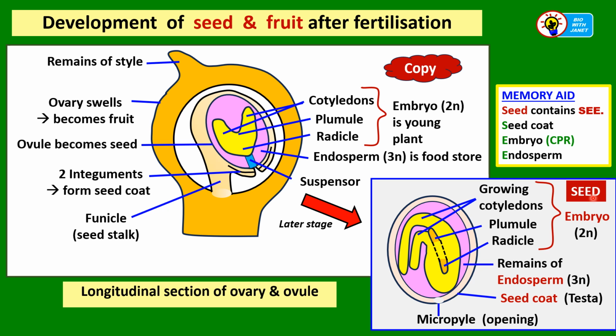But in the dicotyledons, eudicots, the endosperm may have disappeared, and all the food is stored in the cotyledons. For monocots, most monocots still have the endosperm. Generally, monocots still contain endosperm, and they also have cotyledons. So remember, seed: S stands for seed coat, E for embryo, and E for endosperm.